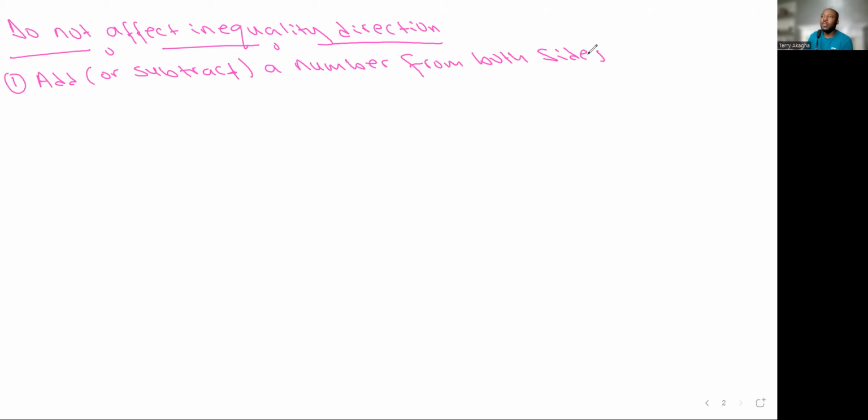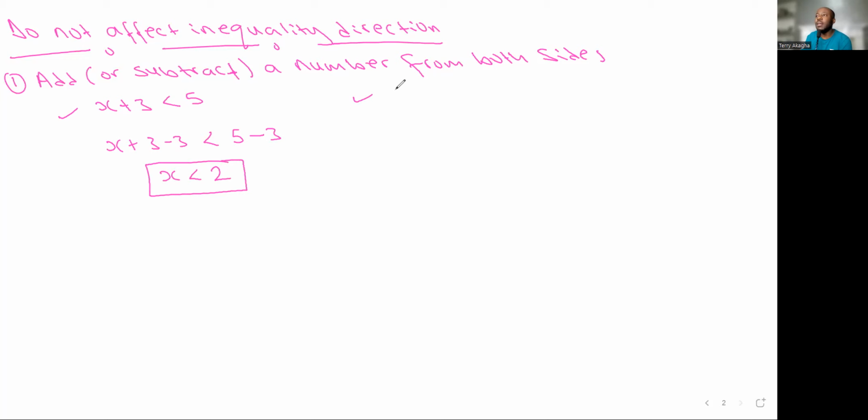for example, when you have x plus 3 is less than 5. Now, if I want to make x the subject, I'm going to add minus 3 to both sides. So it's going to be x plus 3 minus 3 and 5 minus 3. Because I'm adding or subtracting in this case to both sides, the direction of the inequality will not change. It's still going to remain x is less than 2.